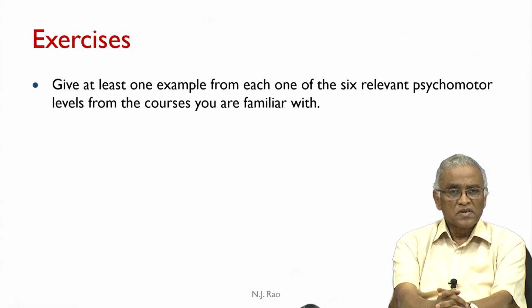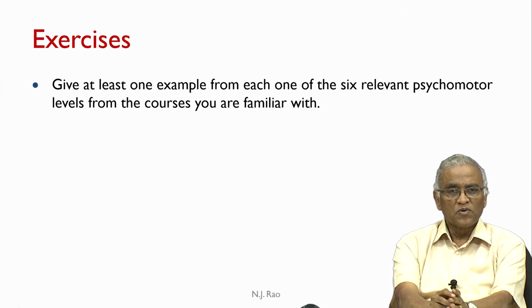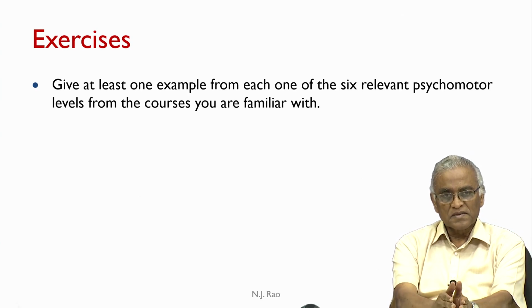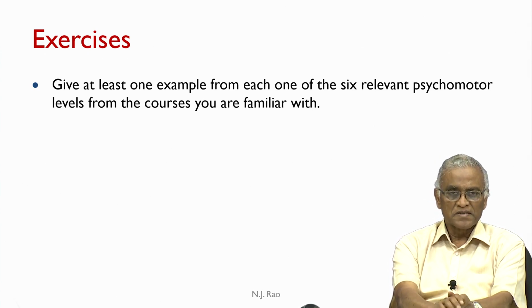We request you to give at least one example from each one of the 6 relevant psychomotor levels from the courses you are familiar with. Yes, we understand that if you are taking a mathematics course or a physics course, it may be difficult to identify psychomotor levels, but with some effort you may be able to find 1 or 2 relevant psychomotor levels. But in humanities, social sciences and arts courses, one should be able to find plenty of examples of multiple psychomotor levels.